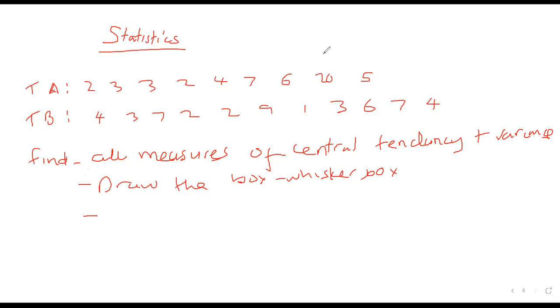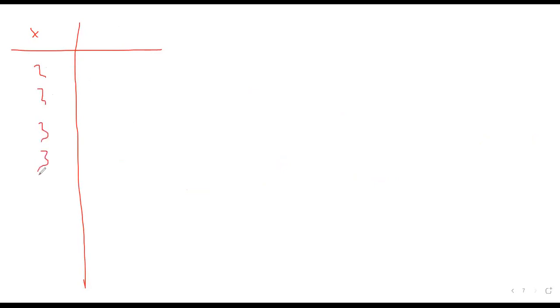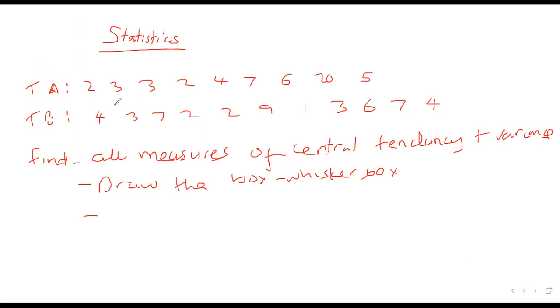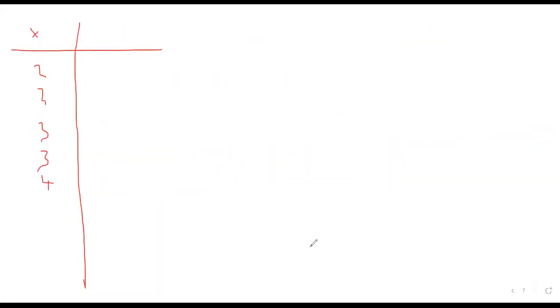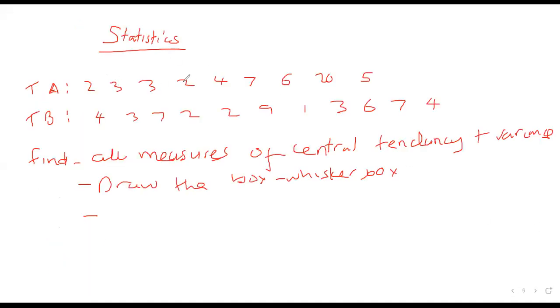The first thing you need to do is to rearrange your data in ascending order. So we have 2, 2, 3, 3, 4, 5, 6, 7, 20. We have the values of x as 2, 2, 3, 3, 4, 5, 6, 7, 20. How many are they? 1, 2, 3, 4, 5, 6, 7, 8, 9. Have I left out anything? All right, there are 9.